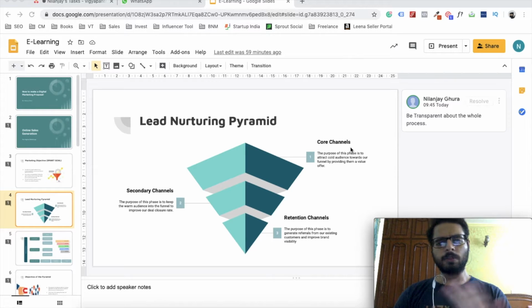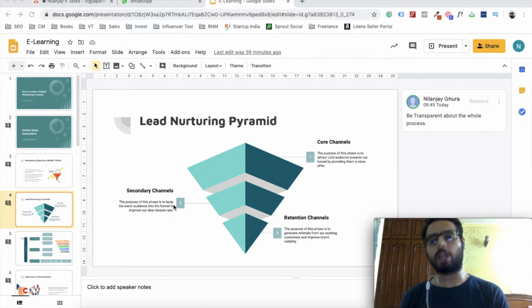So basically, the purpose of core channels is to attract the cold audience so that they get to know about our product and experience what we are offering. The secondary channels have the purpose of nurturing the warm audience, people who have visited the website but have not opted for a product or a service. So we're going to use secondary channels, which basically consist of remarketing, to get these people back to our product or service and convince them to opt for it. And the retention channels are for the hot audience, people who have already tried our product or service. Sometimes, once you have tried a product and you're launching another product or another service, you want the hot audience to know about it. So that is where the retention channels come in, right?